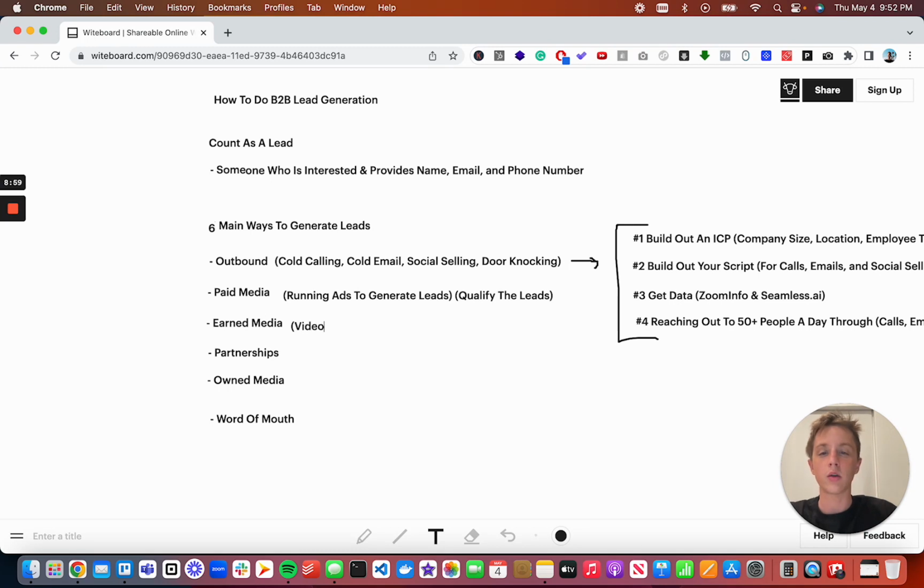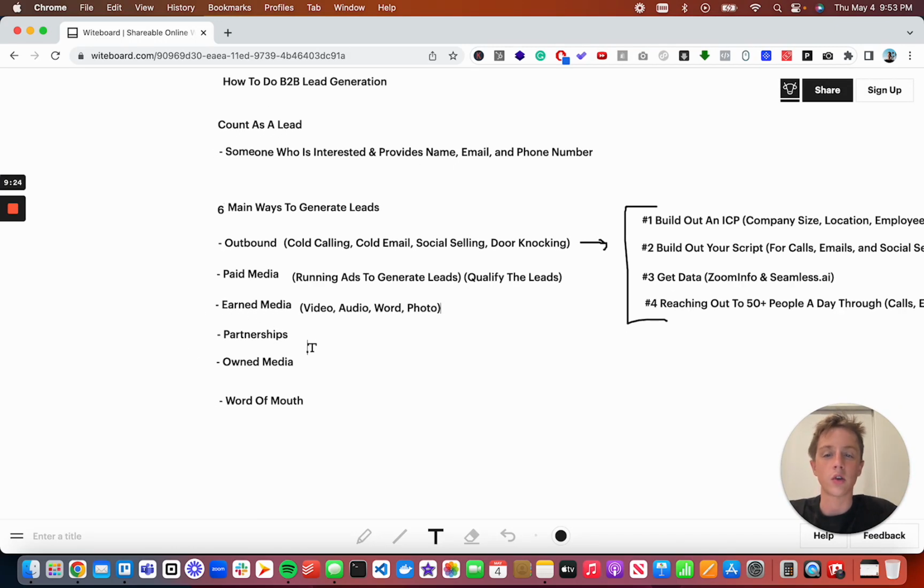So after that, earned media, there is essentially 4 ways of generating content. There's video, audio, word, and photo. Really the big ones for generating leads, I would say for B2B, is going to be video, audio, and word. Video, you could obviously create YouTube videos, stuff like that. Audio, you could do a podcast, and then word, you could create SEO-based content. So that is earned media.